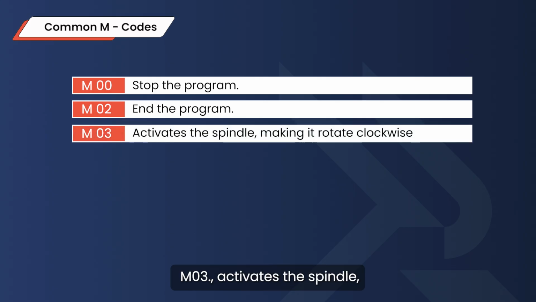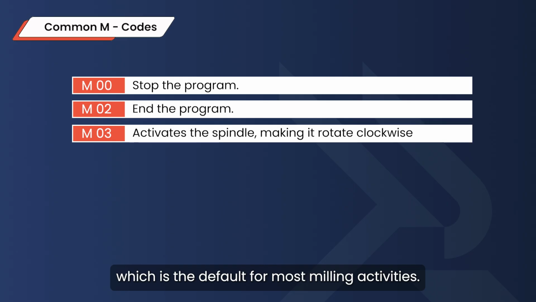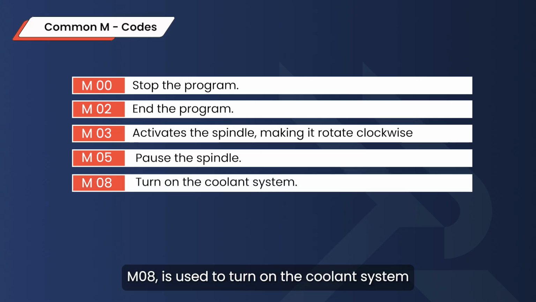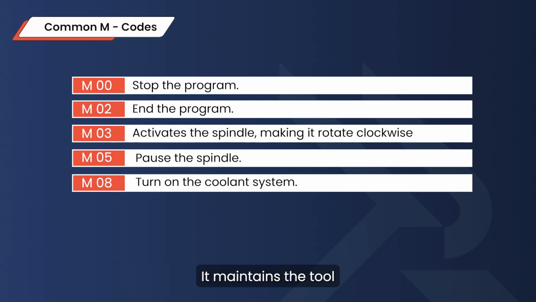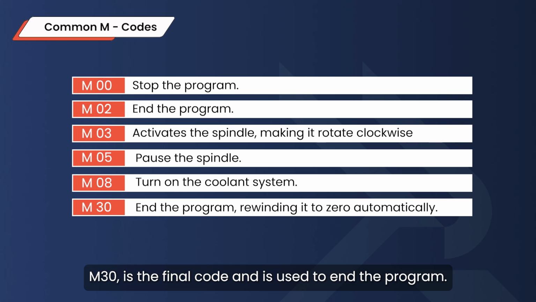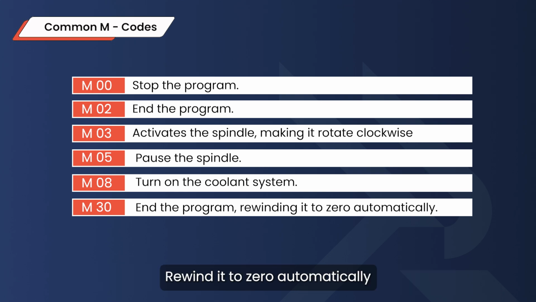M03 activates the spindle, making it rotate clockwise, which is the default for most milling activities. M05 is used to pause the spindle when the operator wishes to change a tool. M08 is used to turn on the coolant system and is critical to the process of machining. It maintains the tool and the workpiece at a desirable temperature to minimize wear and possible damage. M30 is the final code and is used to end the program, rewind it to 0 automatically, and reset the machine so it is ready to run the same program without any additional setups.